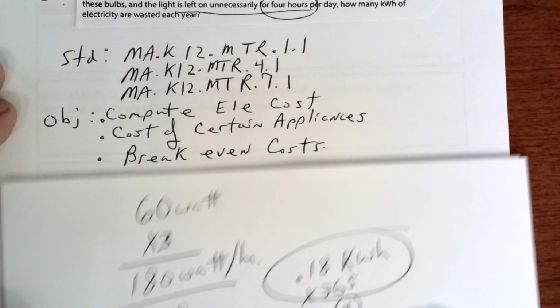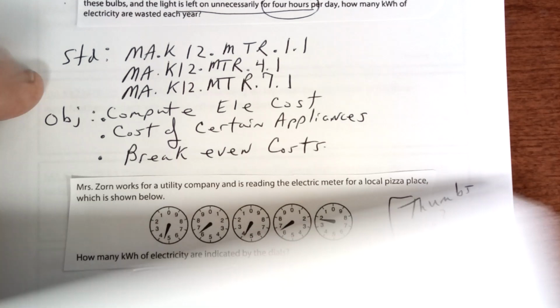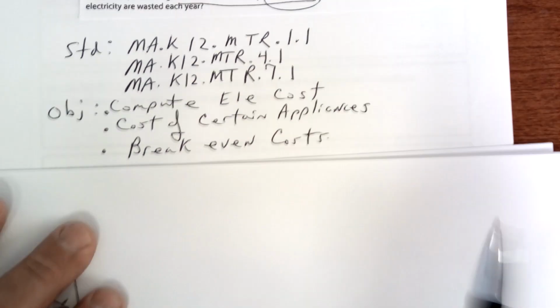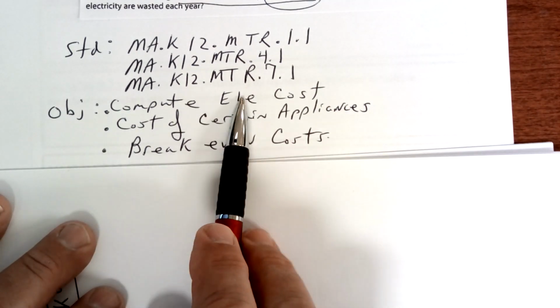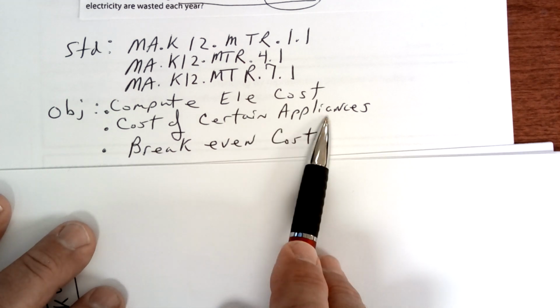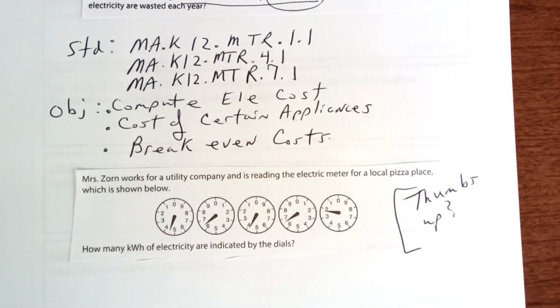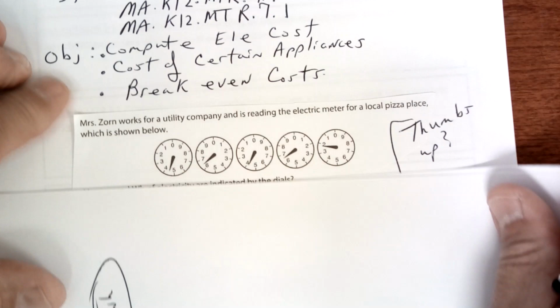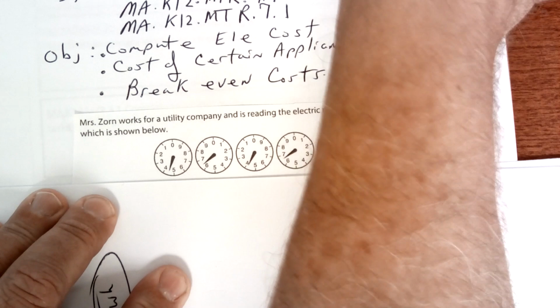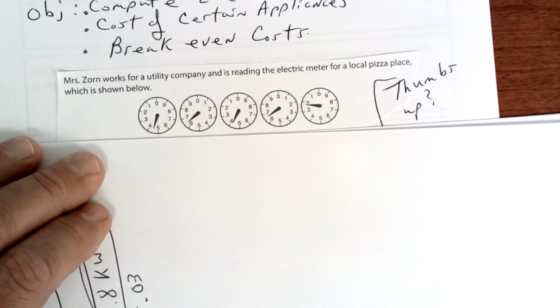And by the way, this section, 11.1, just to review from yesterday, is computing electric cost, the cost of running certain appliances, and the concept of break even. And we'll talk about that. So before we do that, work this problem right here. We're going to do a thumbs up if you get it right, or a thumbs down.